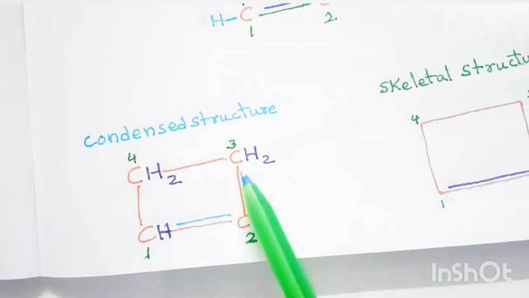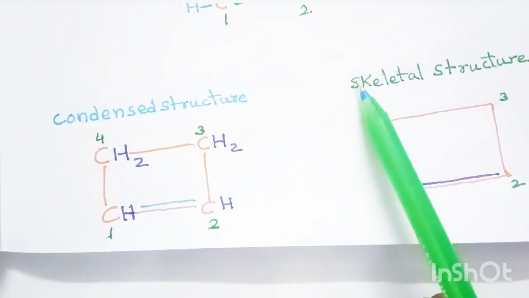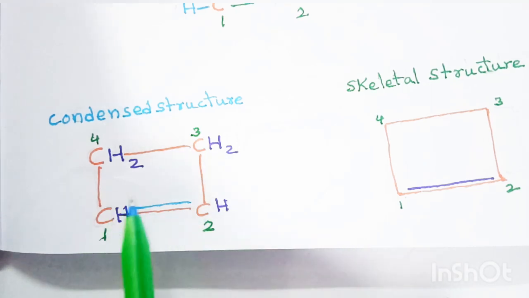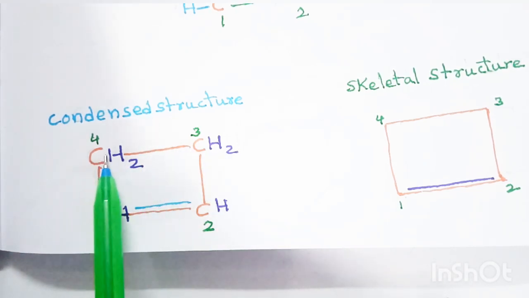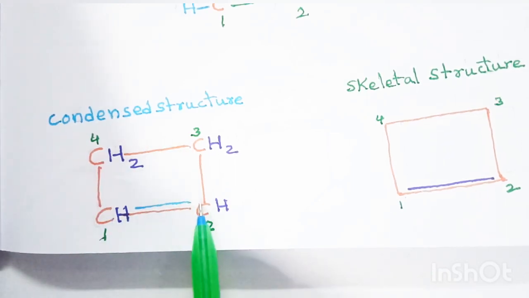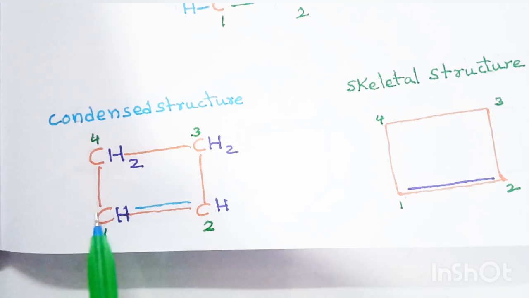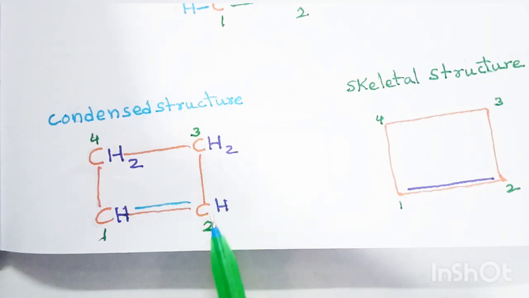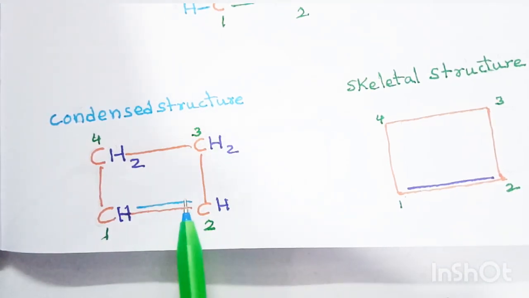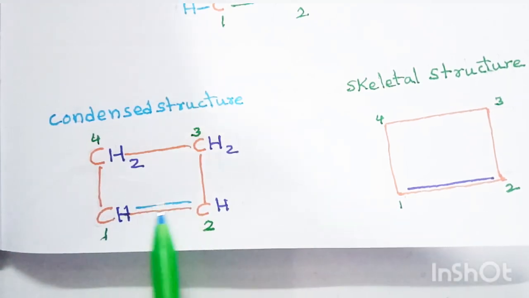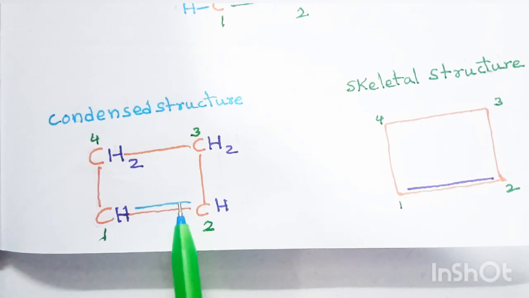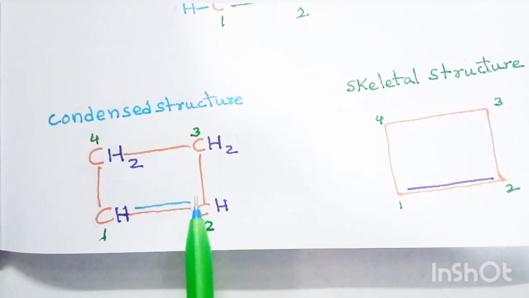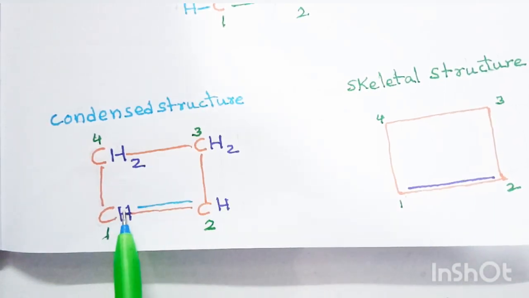Let us see the condensed structure. As already told to you, condensed structure means nothing but this. We draw carbon atoms. Since it is cyclobutene, we draw 4 carbon atoms in the 4 corners of a rectangle. Now first we will draw single bonds between each carbon atom. Then we will draw a double bond between two carbon atoms. When we draw the double bond between two carbon atoms, each carbon atom, that is first and second, needs one more hydrogen. So we attach one hydrogen here, one hydrogen here.